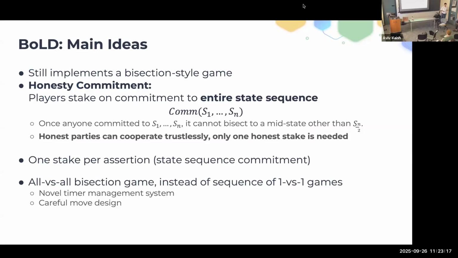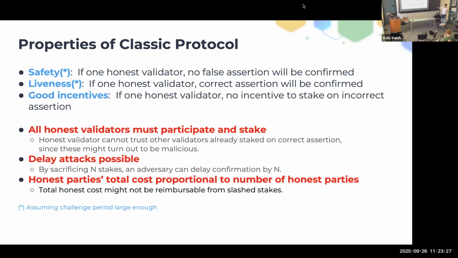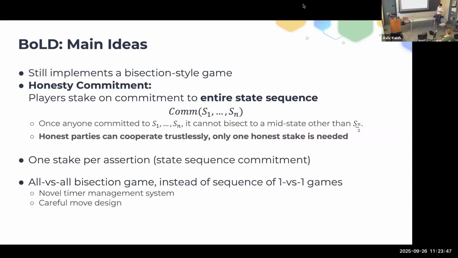This brings us to BoLD, which is much more complicated, and it was deployed in March of this year. Just maybe one last thing to say. Because of these problems, the Arbitrum Classic protocol was permissioned, meaning that there was only a whitelisted list of trustworthy participants with big reputation who could participate. And today BoLD is permissionless. Everyone can participate.